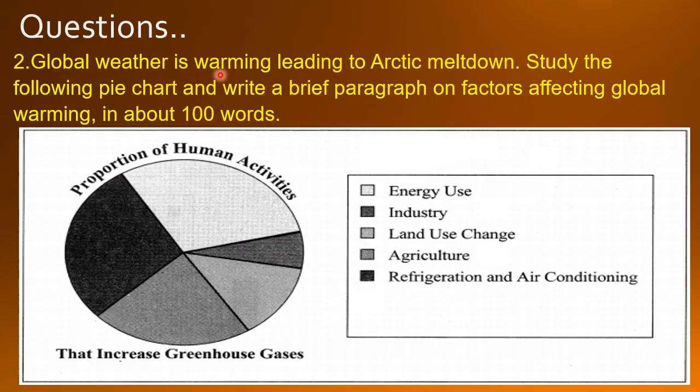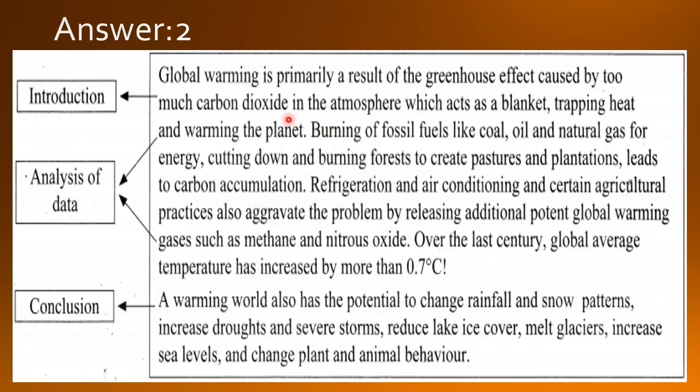Question number 2, global weather is warming and leading to Arctic meltdown. Study the following pie chart and write a brief paragraph on factors affecting global warming in about 100 words. Here also the word limit has been given. So here is a pie chart of increased greenhouse gases and the proportion of human activity. For each color they have given energy use, industry, land use change, agriculture, refrigeration, and air conditioning. These are the different colors they have used to identify the different categories here. Now we are going for the answers.